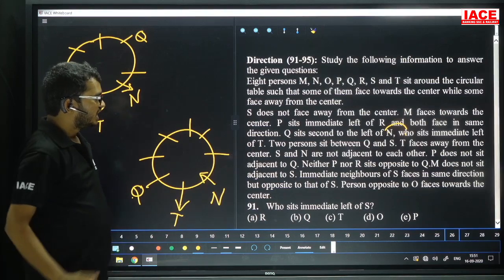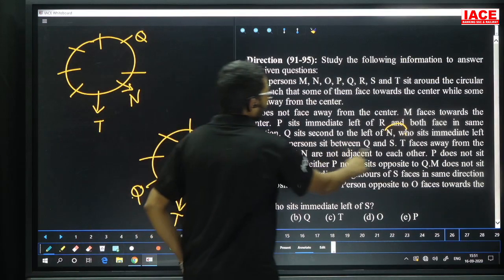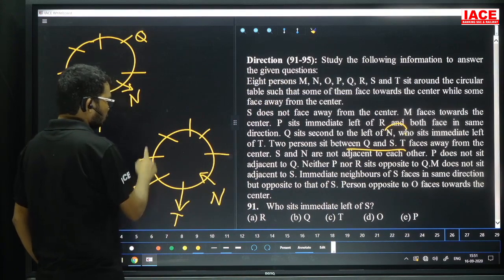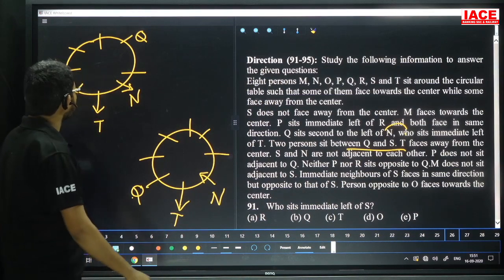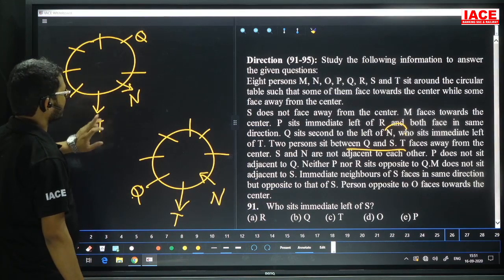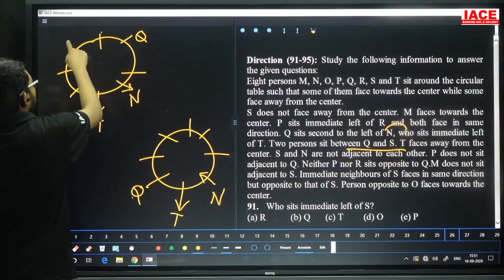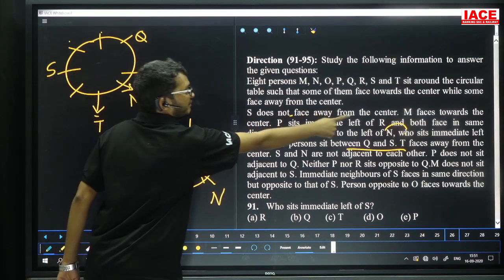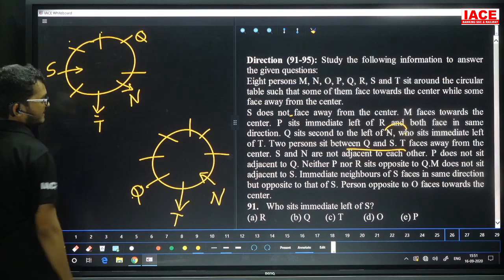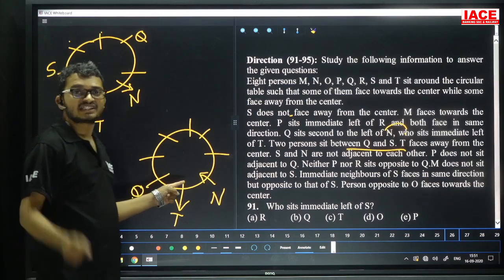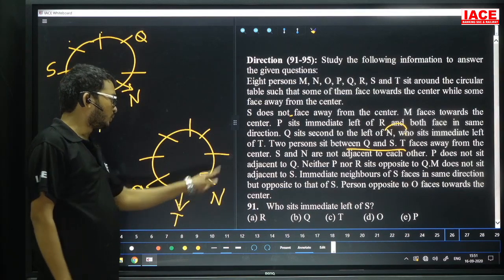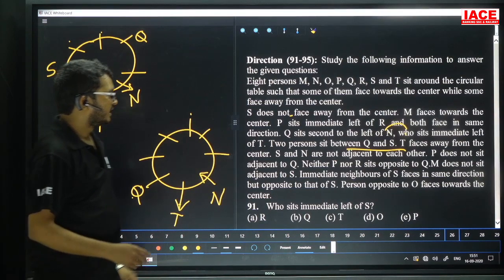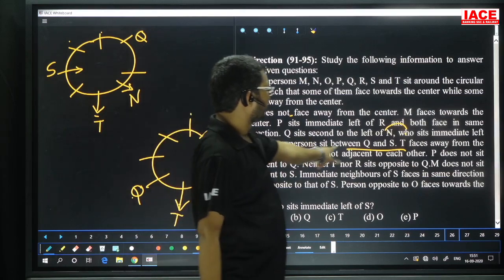Leave it. If you know about Q, the next point is two persons in between Q and S. Now, Q one to S is a chance, and Q one to S also a chance. Here also Q one to, no chance. Now Q one to this one is possible. If you know about S, S does not face away from the center, that means S is facing inside. So for S there is a chance of two possibilities. Q one to S, otherwise Q one to this one. Yes, chance. Leave it. Next point: two persons in between Q and S.